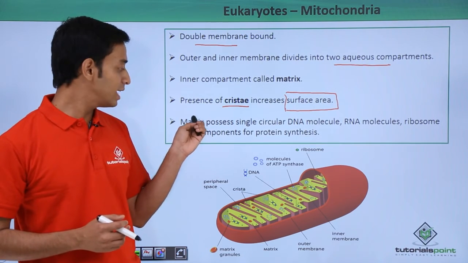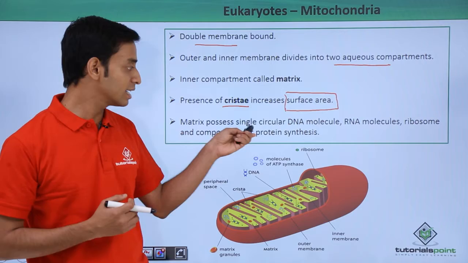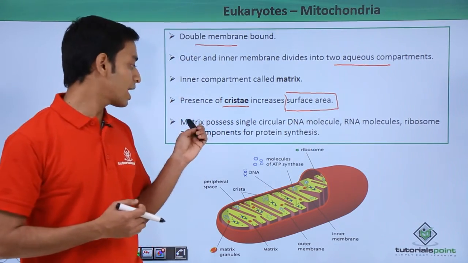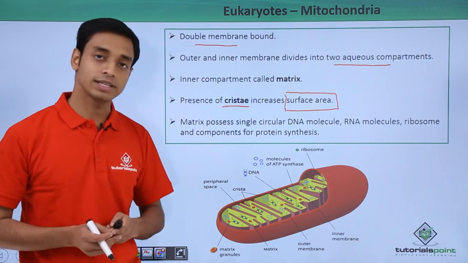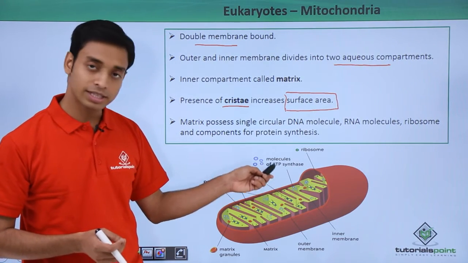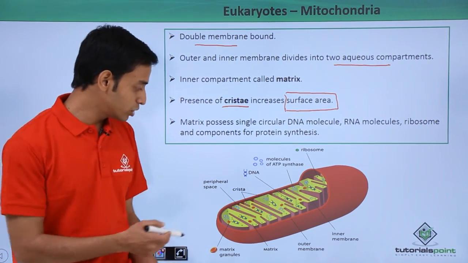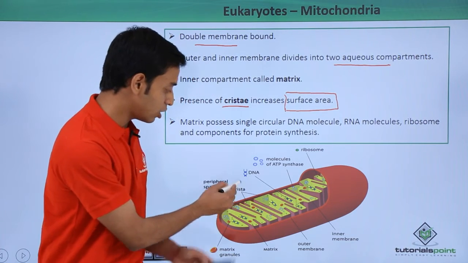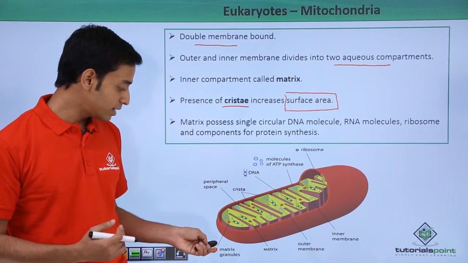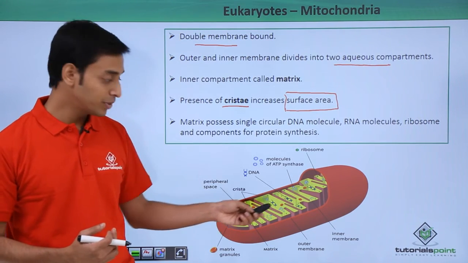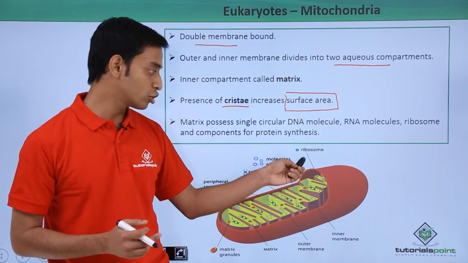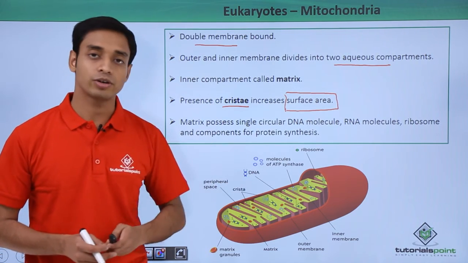The matrix of these mitochondria may possess single circular DNA molecules. It can have RNA molecules, also ribosomes, and some of the components for protein synthesis. So here you can see a typical structure of the cells. So some of the ATP molecules are being synthesized over here. Presence of DNA molecules, these infolded structures are the cristae or crista. The yellow shaded portion is the matrix, and these are the matrix granules present over here, and the reddish portion we are seeing is the outer membrane. At times some ribosomes may also be associated with this type of mitochondria also.